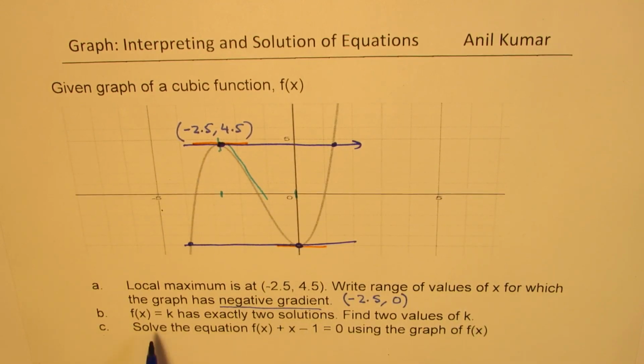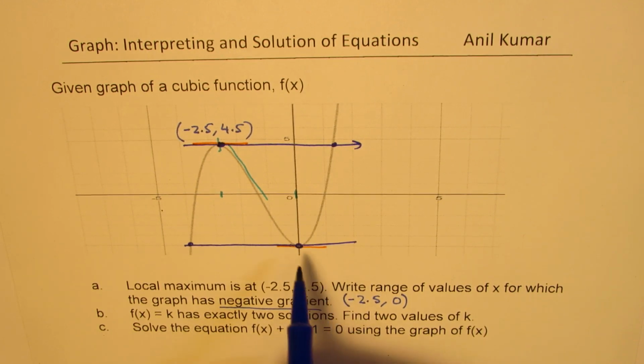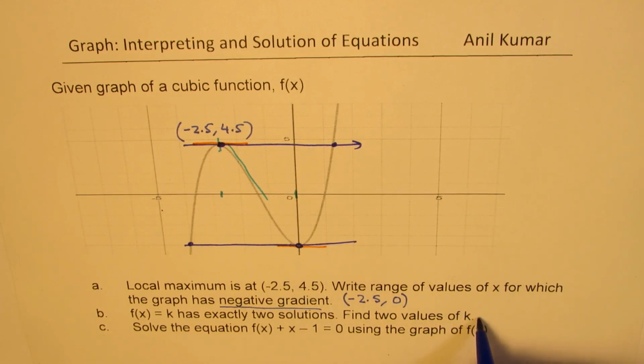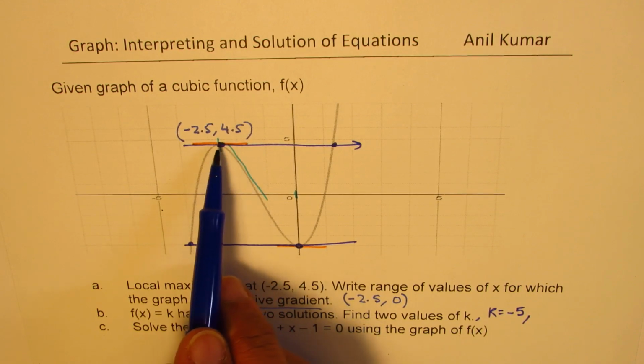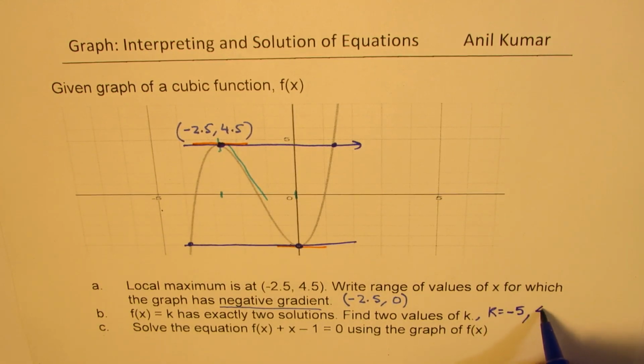So in this case, for part B, the value of k can be equal to minus 5. So one value of k is equal to minus 5. The other value of k is the y value, 4.5 in this particular case. So these are the two values of k. Since it is not mentioned, we'll assume k to be a real number.